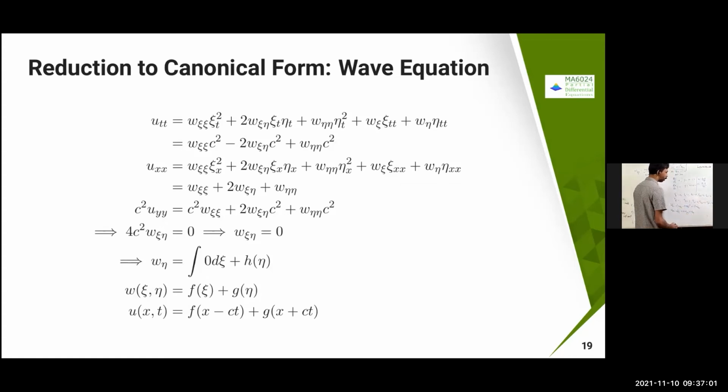Now, utt equals c square uxx, so if I multiply by c square here, this is going to be c square, this is going to be c square, and this is going to be c square. Therefore, these terms cancel and you are going to get once again the same thing: 4c square w chi eta equal to 0. No other terms here. Since c and 4 are not equal to 0, with that you are going to have w chi eta equal to 0.